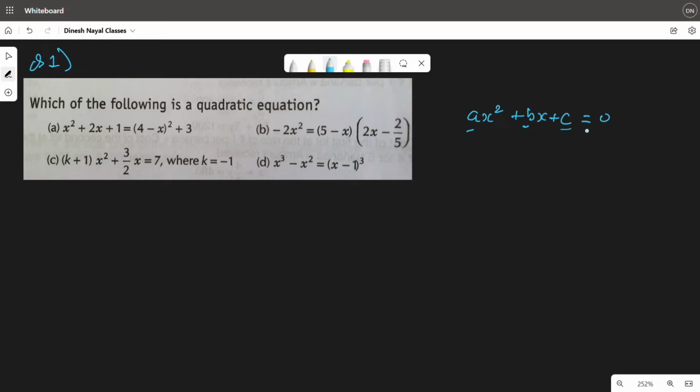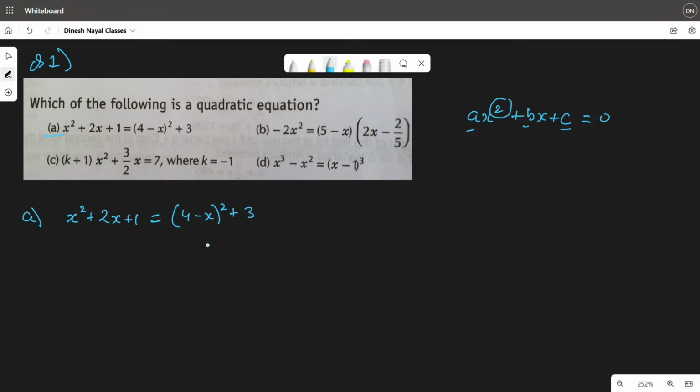So the highest power of x is 2. So this is the highest power of x. Okay, so now we have to find which of the following is the quadratic equation. Starting with a, this is x square plus 2x plus 1 equals 4 minus x whole square plus 3.